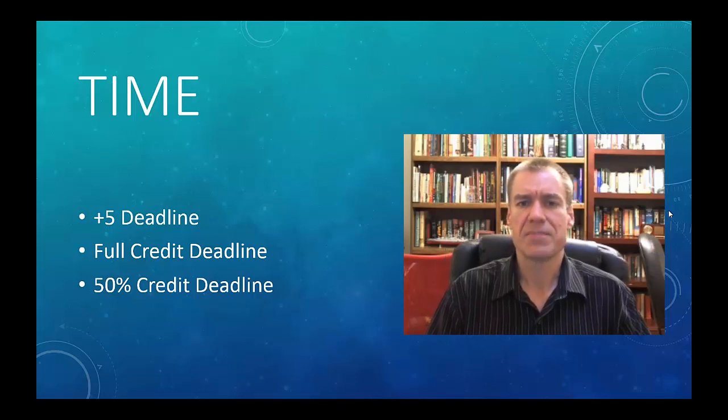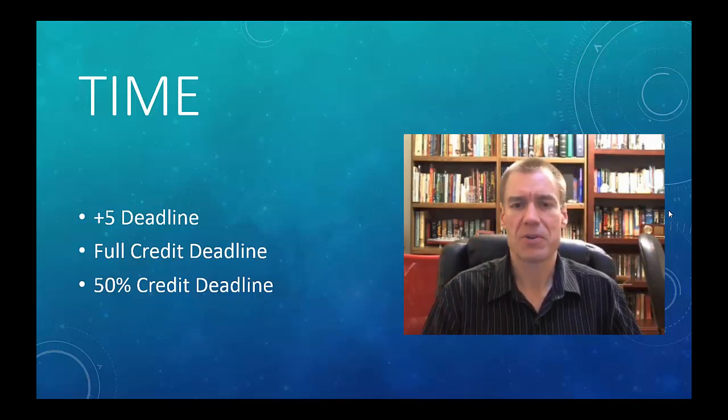So there are basically 3 times in which the paper can be turned in. To get the +5 points, which is essentially extra credit, turn it in by the +5 deadline. If you want to get full credit on the paper, be sure that it's turned in by the full credit deadline. And again, be sure to check the time. Don't assume that the full credit deadline is at midnight that day. Similarly for the 50% credit deadline. If you want to get some credit, and of course half credit is better than full credit of nothing. So those are the 3 deadlines.